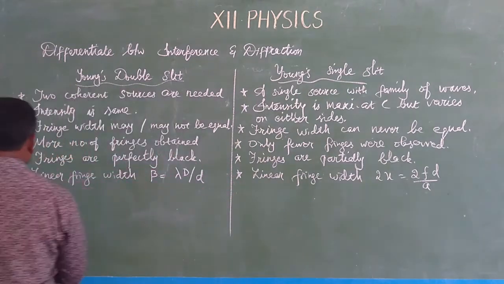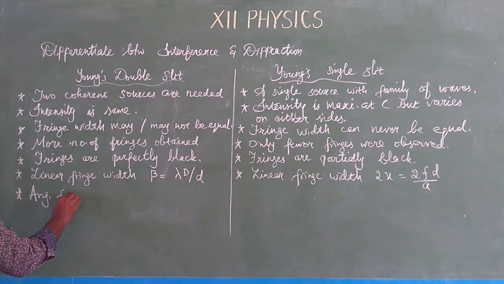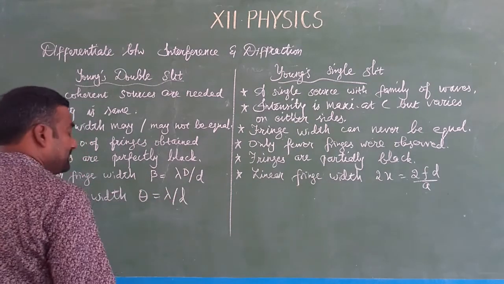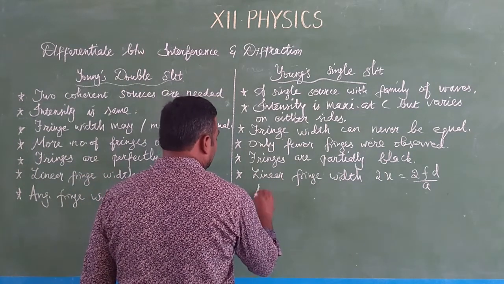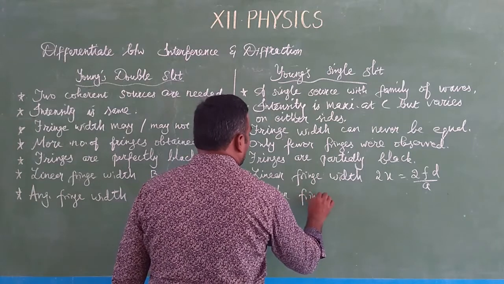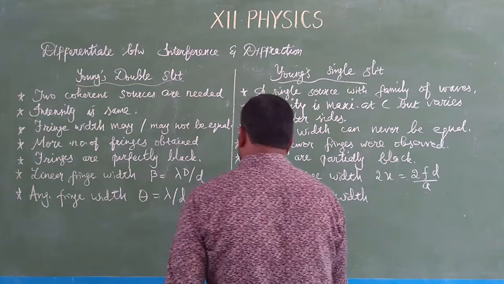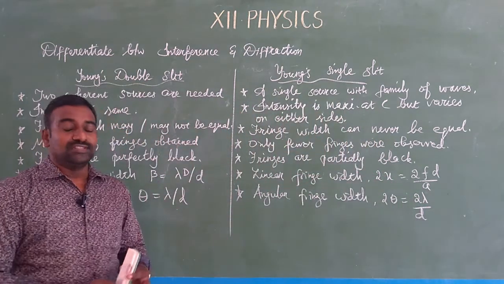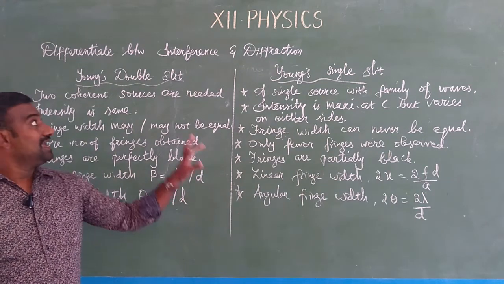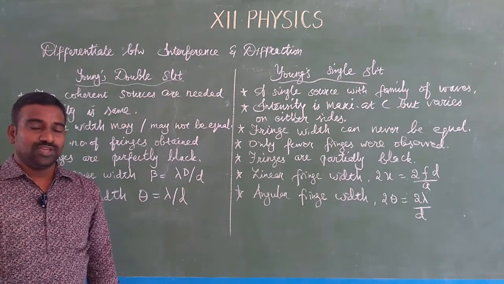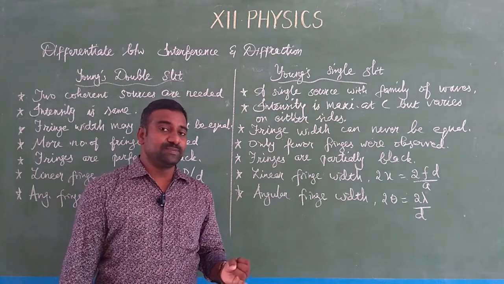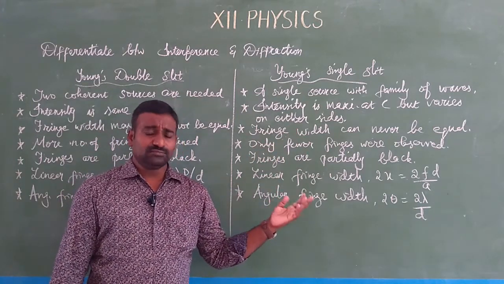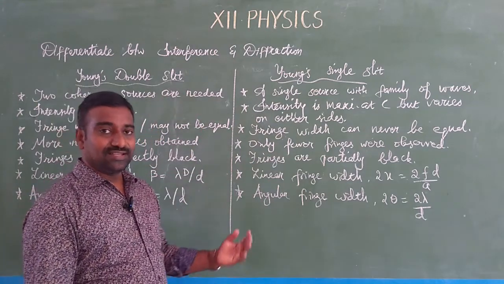Okay. Then the angular fringe width. The angular fringe width theta is equal to lambda by d, but in the single slit the angular fringe width is 2 theta, equal to 2 into lambda by a. So this is what we obtain. This is the difference between double slit and single slit, as well as between interference and diffraction. Okay. So Young conducted two experiments. One is a double slit experiment, another is a single slit experiment. The double slit experiment explains the phenomenon of interference, and the single slit experiment explains the phenomenon of diffraction. So these are the points we have discussed in the past two classes.